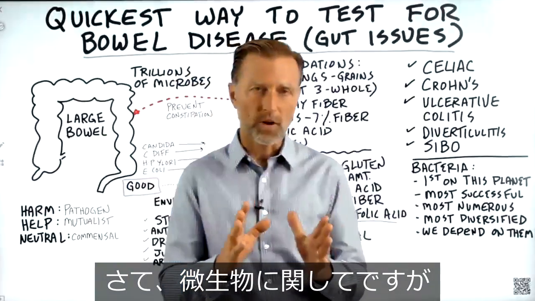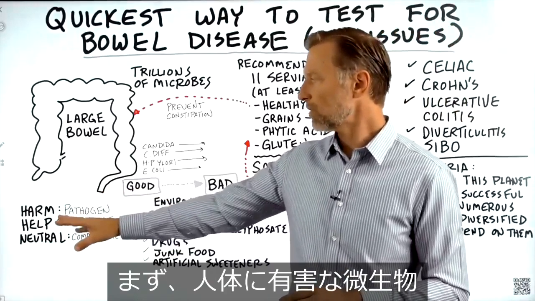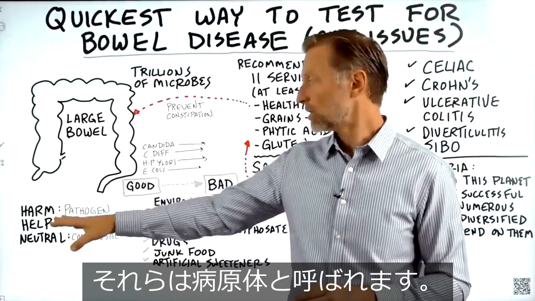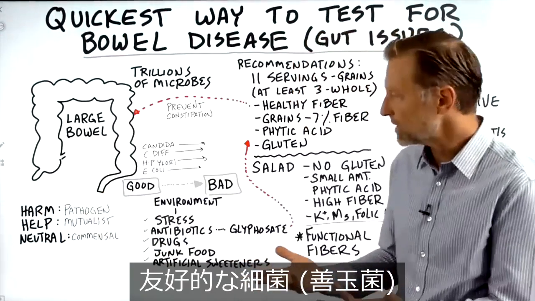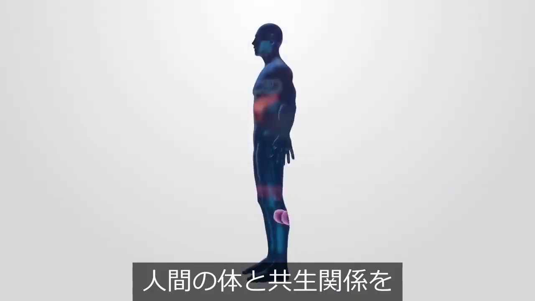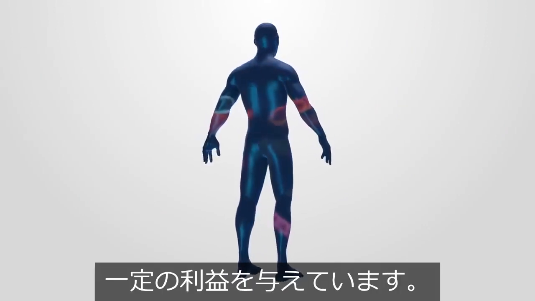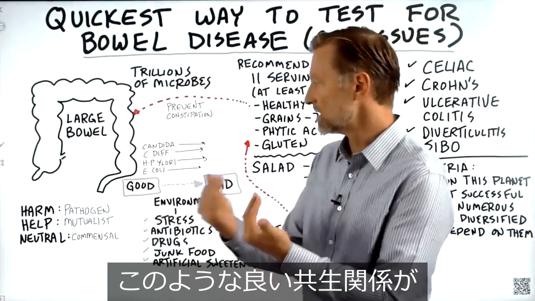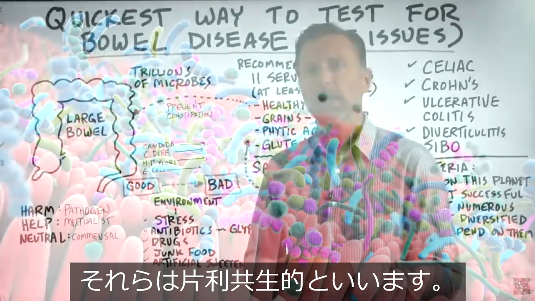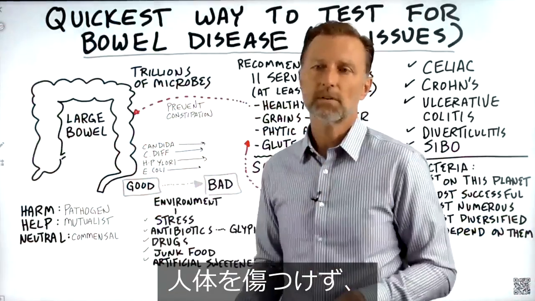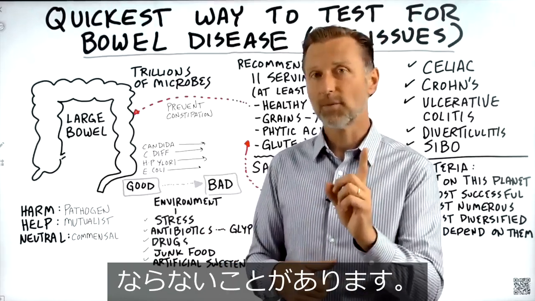Now, relating to microbes, there's 3 types of general categories of microbes. You have microbes that are harmful, okay, to you. Those are called pathogens. You also have microbes that help you, okay, like friendly bacteria. Those are called mutualists. They have a mutual relationship with you. They give you certain benefits, and then you give them certain benefits. You give them a place to live, right? So there's this nice exchange. Then you have microbes that are kind of neutral. They're called commensal. They live in your body. They don't harm you. They don't help you. They don't bother you.